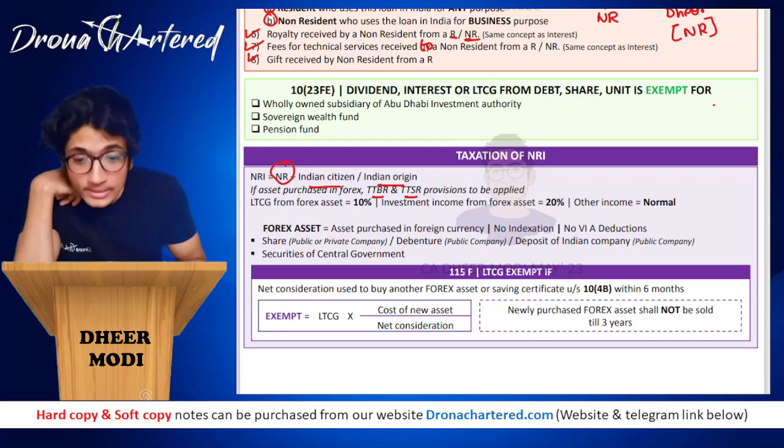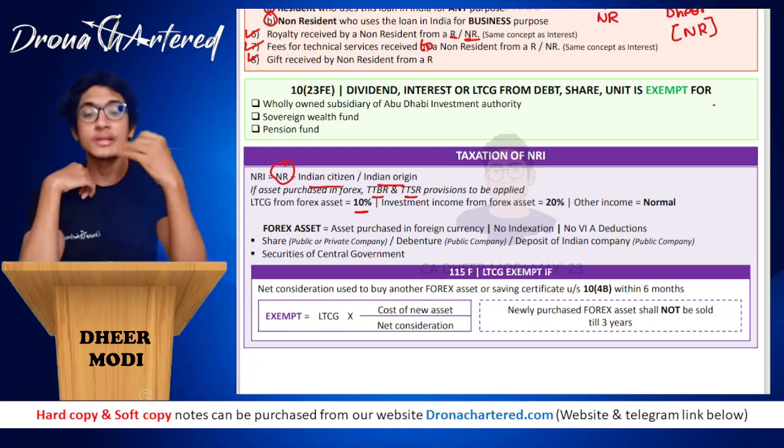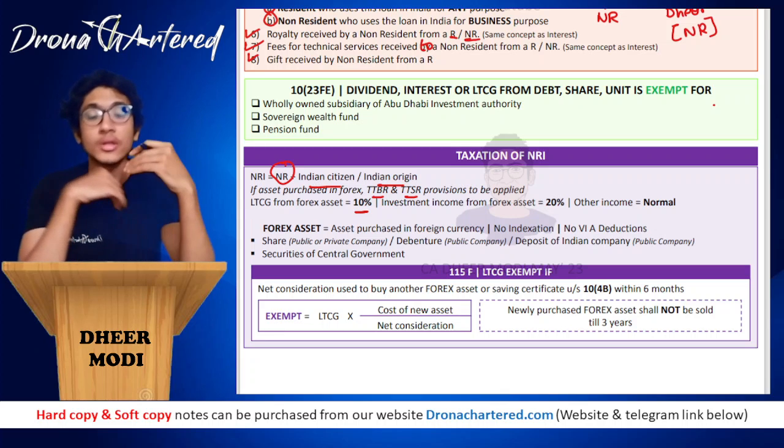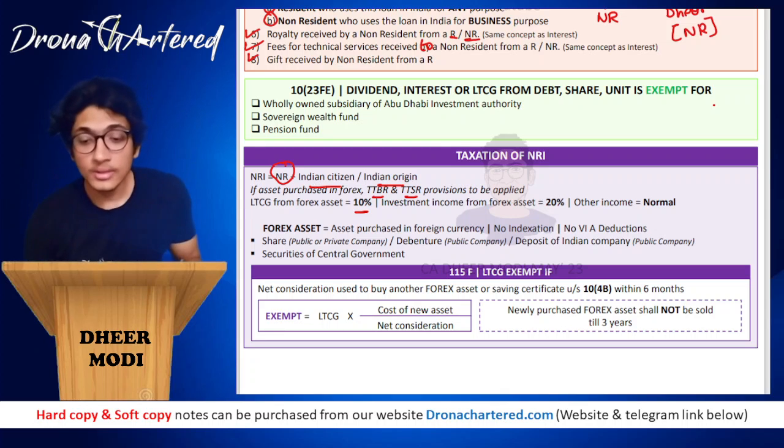Next is LTCG. LTCG from forex asset will be taxed at 10%. Any LTCG that you earn from your forex asset. Now you will also have to understand what is a forex asset. So LTCG from forex asset is 10%. Investment income.